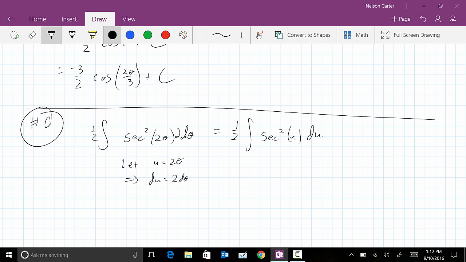Now the derivative of the tangent is the secant squared, so that means that the antiderivative of the secant squared is the tangent. So this is equal to 1/2 times the tangent of u plus constant.